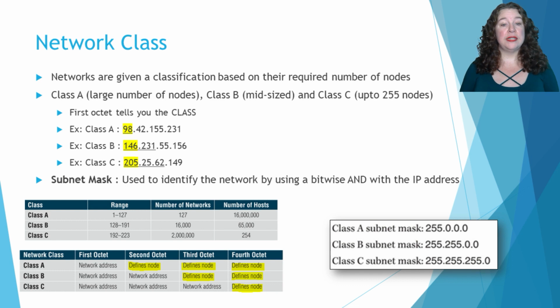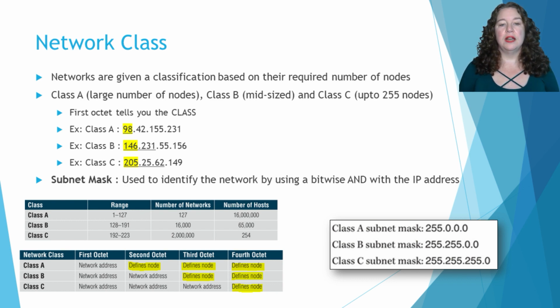Class B is kind of mid-sized because we actually use both the first and the second octet to define class B networks. So class A networks, all we looked at was the first octet. Class B, we look at the first and the second to figure out the network. In this case, we can have 16,000 different networks because now we have 2 octets that we're working with for our network naming and 2 octets to define how many nodes. So 65,000 possible nodes and 16,000 for a class B.